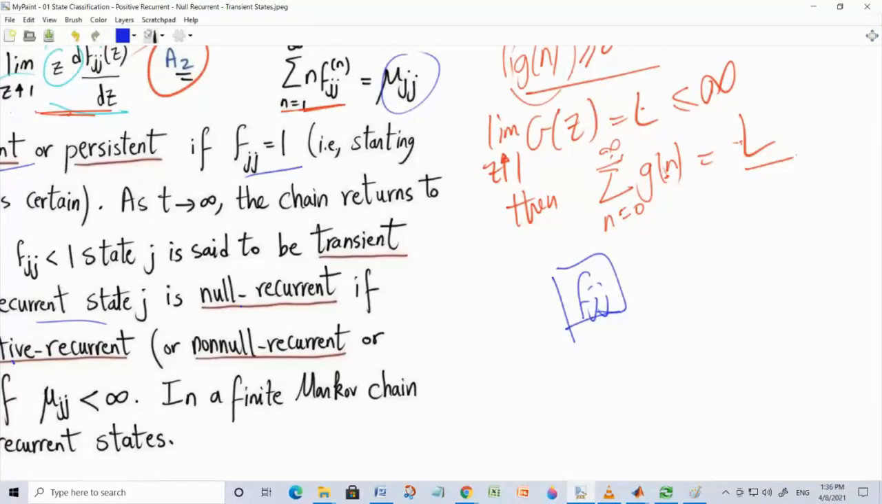fjj can be one way of classifying the states of a Markov chain. Let's remind ourselves what the meaning of this thing is. It is the sum over n from 1 to infinity of fjj of n. You can start from 0 if you wish. fjj of n tells you the probability that, given that you start in j, you enter into j for the first time after exactly n steps.